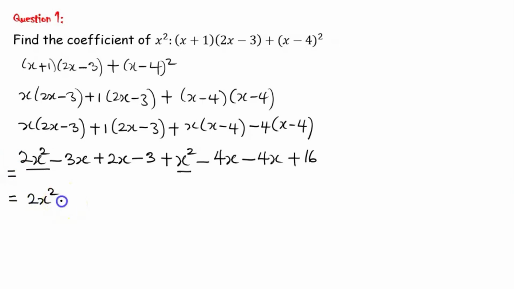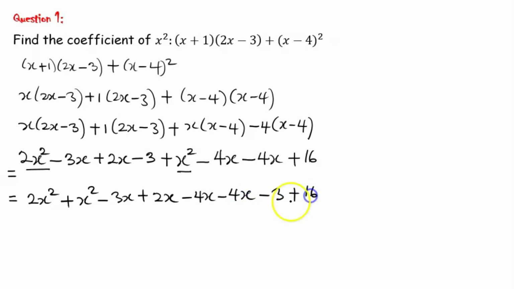So we have 2x squared plus x squared. I'm collecting like terms. Then I have minus 3x plus 2x, minus 4x minus 4x, and minus 3 plus 16. Sometimes I count to be sure I've picked them complete: 1, 2, 3, 4, 5, 6, 7, 8. I normally do that just to be sure I did not leave anyone.